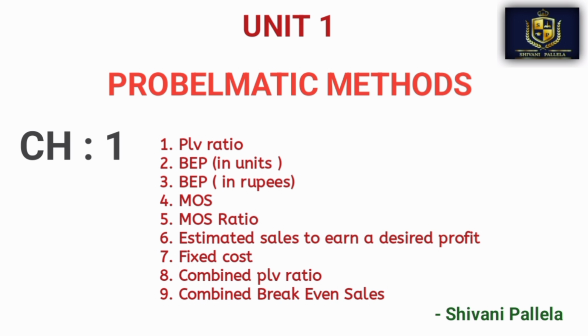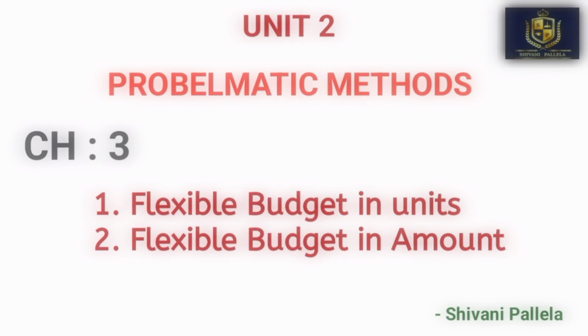They may ask: calculate PV ratio, calculate BEP, break even point, margin of safety. They will ask like this from chapter number 1, and this is the easiest chapter compared to chapter number 2. And in unit number 2, we have budget and budgetary control, chapter number 3.